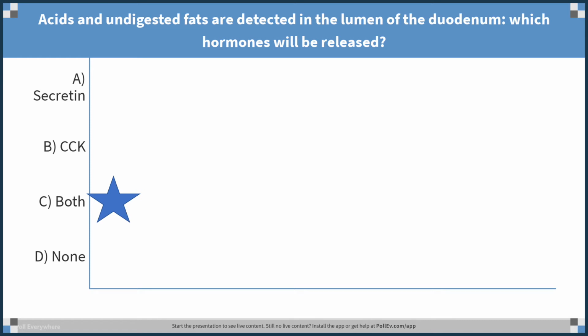So the acids within the duodenum will lead to the release of secretin, and secretin will lead to the release of bicarbonate from the pancreas. Presence of undigested fats will lead to the release of CCK from the duodenum, which will travel to the pancreas via blood and lead to the release of all the other digestive secretions from the pancreas.